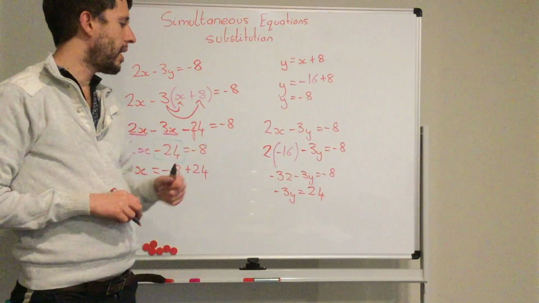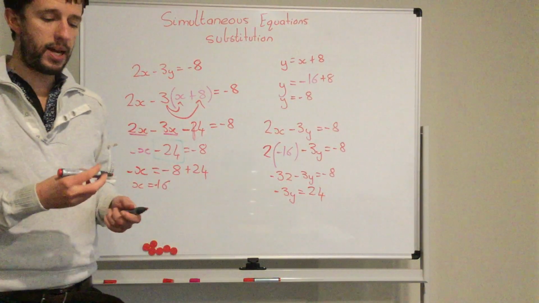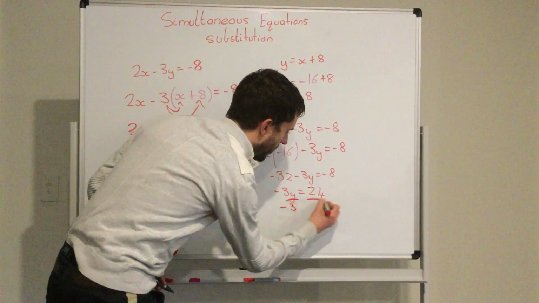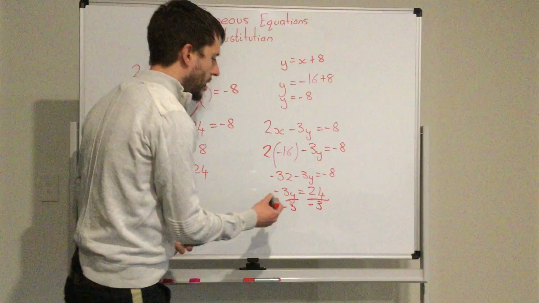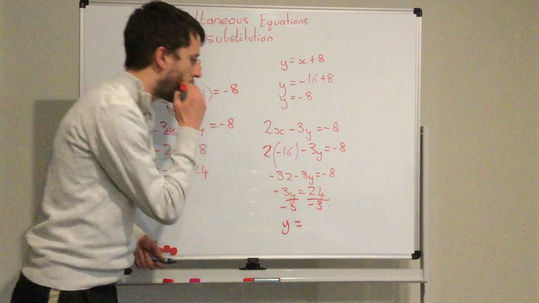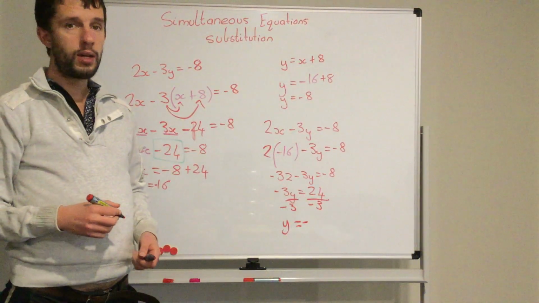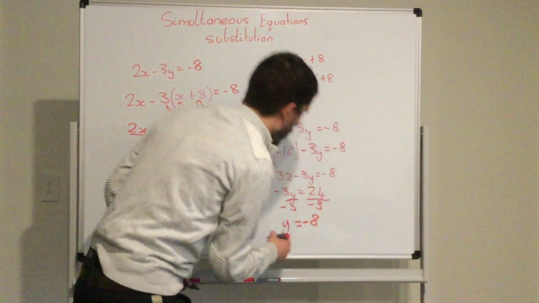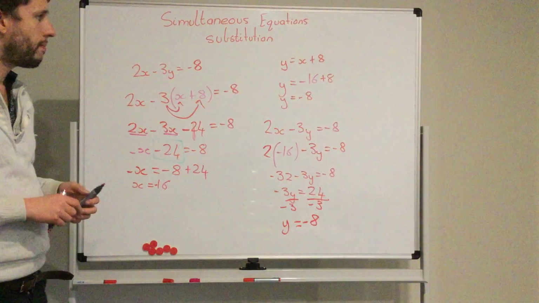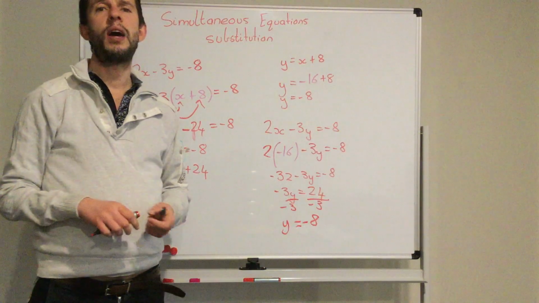Okay, so now I've done that. I want to get negative 3 gone from this side here. So I divide my left side by negative 3 and I divide my right hand side by negative 3. That cancels out, leaving y equals 24, a negative, and it will stay there. 24 divided by 3 equals 8. So y equals negative 8. So that shows me that the answer is x equals negative 16 and y equals negative 8.